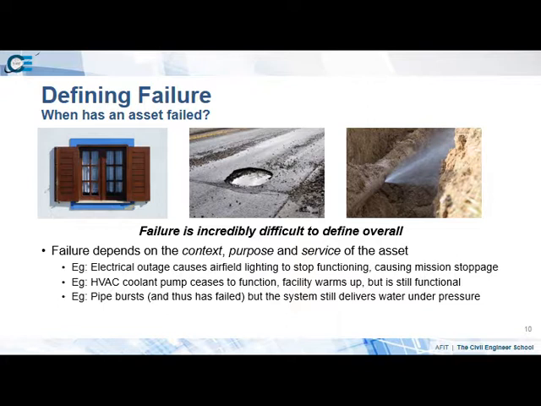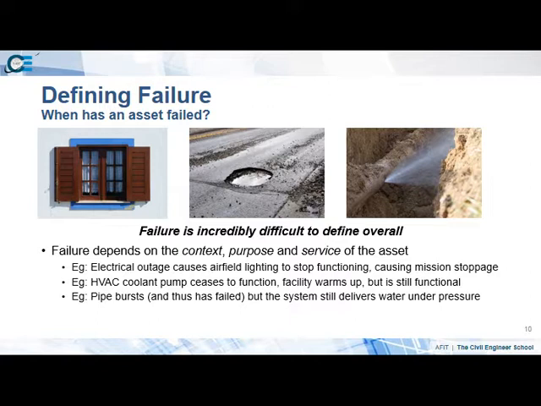So some examples for you. If we had an electrical outage, and that electrical outage caused the airfield lighting system to stop functioning, and we could not take off and land airplanes, I would say that asset has failed. It no longer functions for a certain period of time. Another example is the coolant pump in an HVAC system ceases to function. Now that facility might warm up, but it's probably still functional. And a third example is a pipe bursts in our water system and has thus failed, but the system that pipe is in can still deliver water under pressure. As you can see, it's pretty difficult for us to define unambiguously what failure actually is.